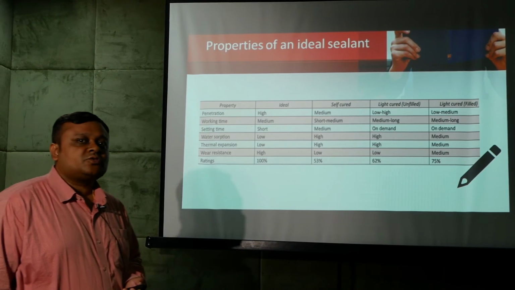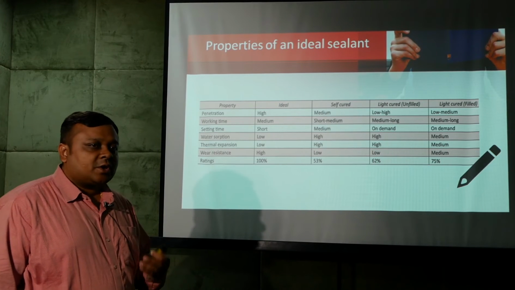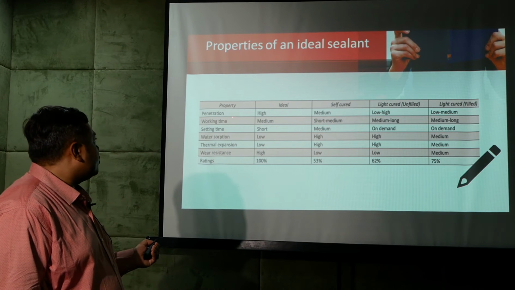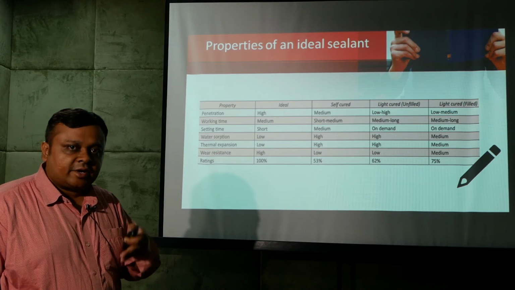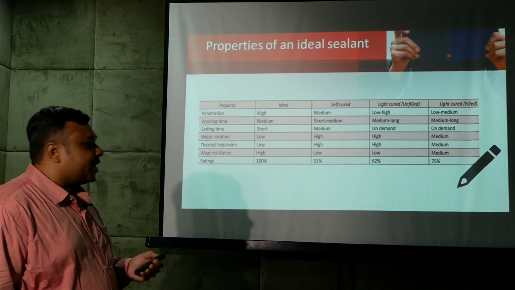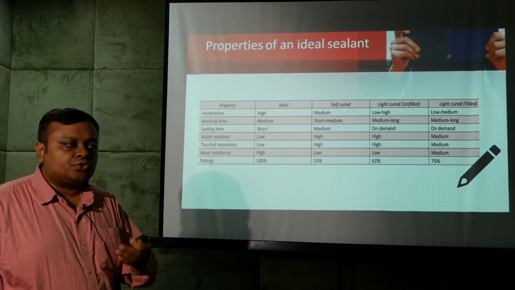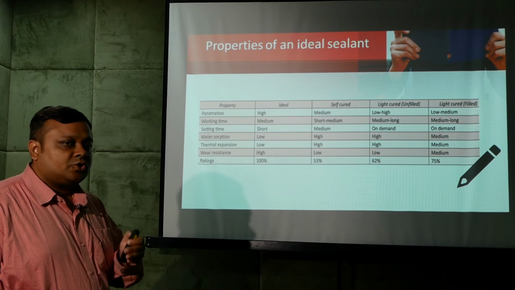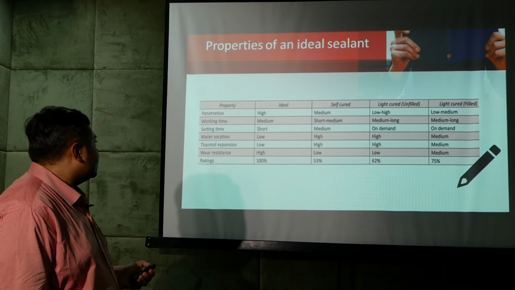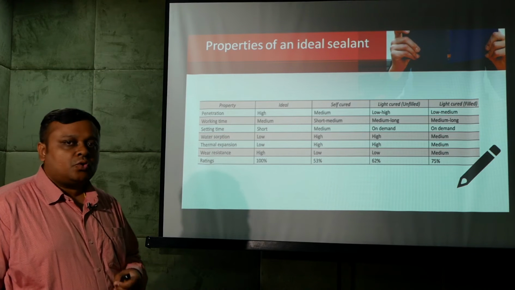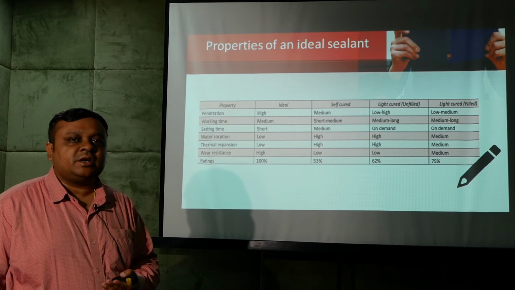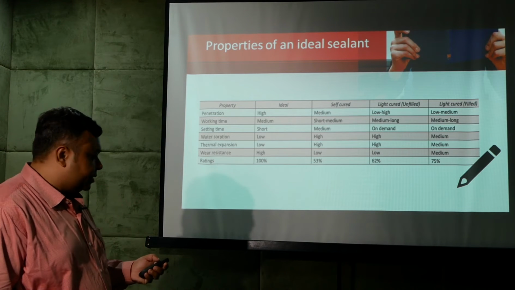Coming to the basic requirements of a pit and fissure sealant, these are the properties we need to see in order to select a material for a sealant. It should have good penetration, that it should penetrate deep into the pits and fissures which we need to protect. The working time should be adequate, it should not be too long or too short. Setting time should be short, so that the material application becomes easier for the doctor. Water sorption should be low, that is it dissolves less in the oral cavity, and this gives life to the sealant.